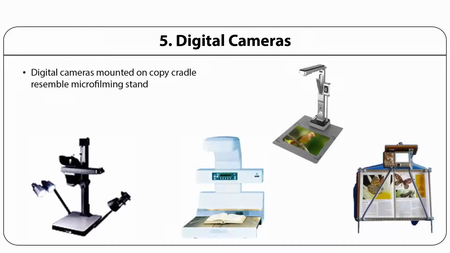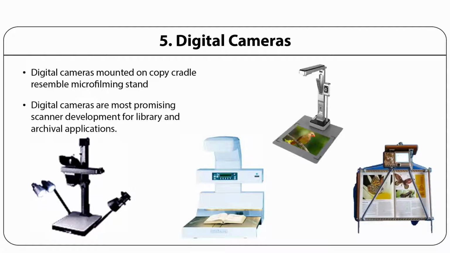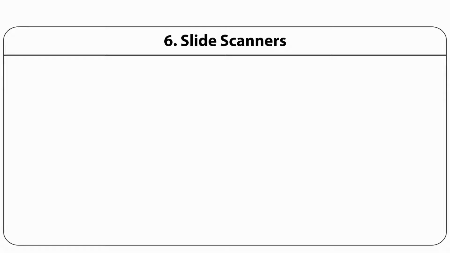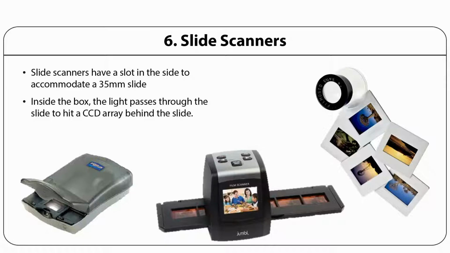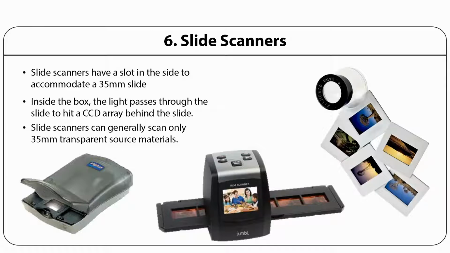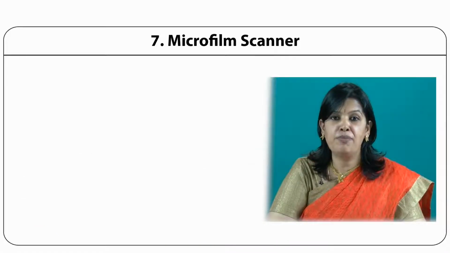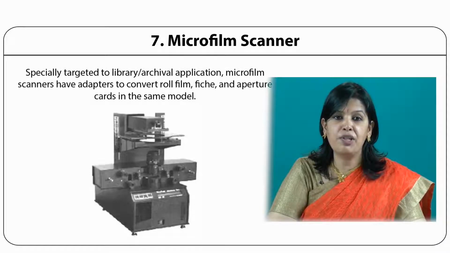Digital cameras: digital cameras mounted on a copy cradle resemble a microfilming stand. Digital cameras are the most promising scanner development for library and archival applications. The sixth one is slide scanners. Slide scanners have a slot in the side to accommodate a 35 mm slide. Inside the box, the light passes through the slide to hit a CCD array behind the slide. Slide scanners can generally scan only 35 mm transparent source materials. The seventh one is the microfilm scanner. Microfilm scanners are specially targeted to library or archival applications.